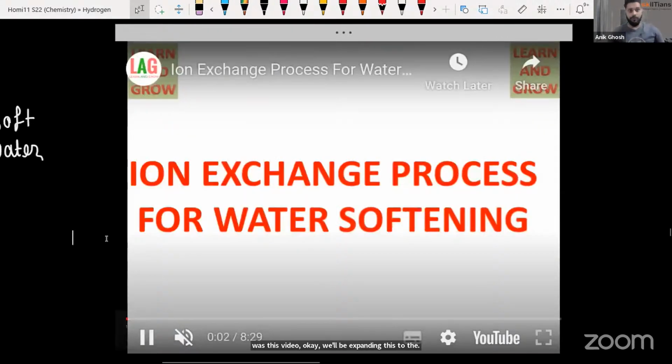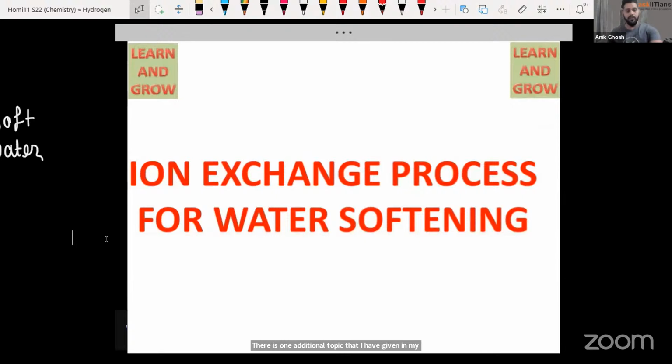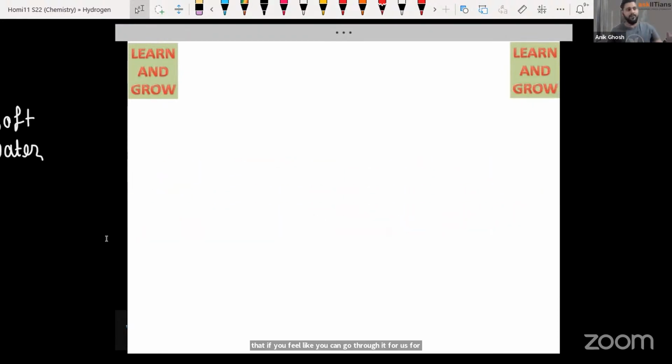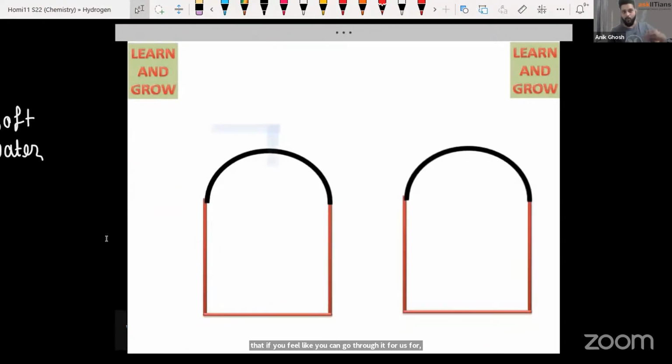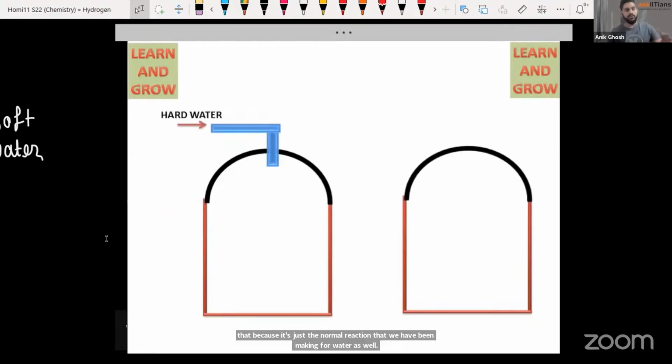There is one additional topic that I have given in my notes. From there we haven't seen questions coming in, but still, guys, I have added it in my notes so that if you feel like you can go through it for your buffer region. There's nothing much to teach about that because it's just the normal reactions that we have been doing for water. I've kept it in my notes. You just give it a reading. I'm sure that you'll be able to understand that part. That's the hydrogen peroxide segment.